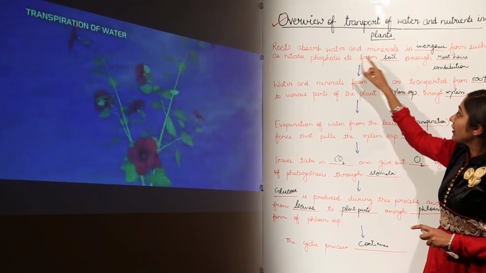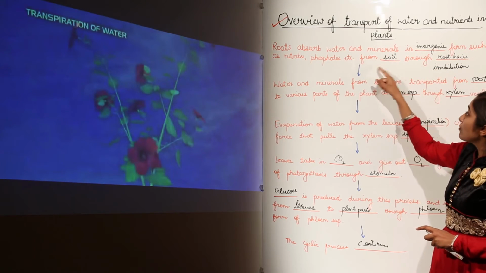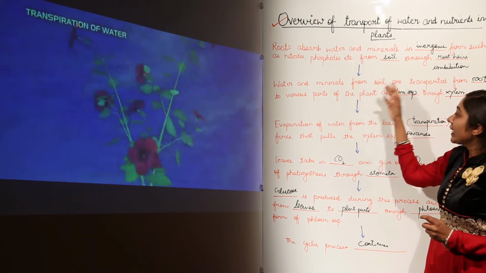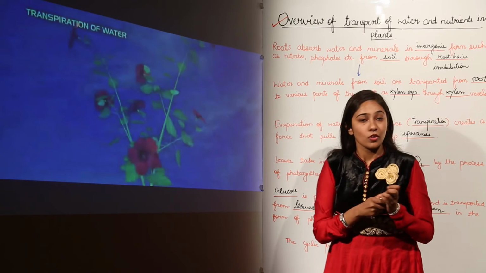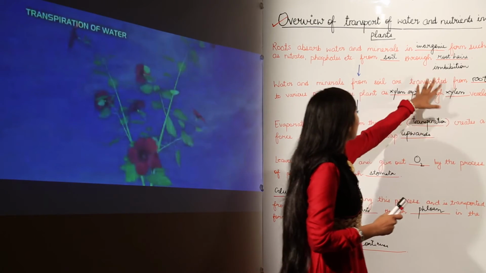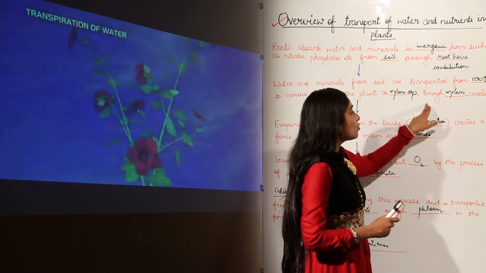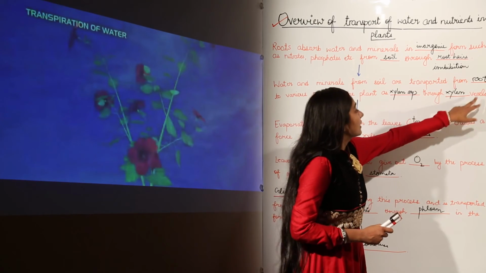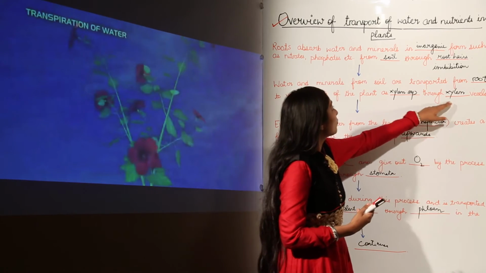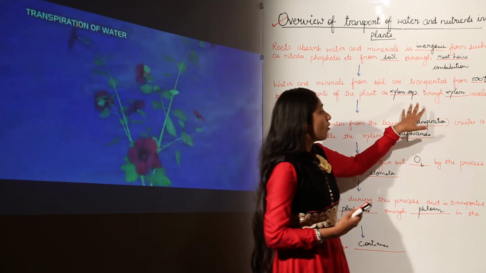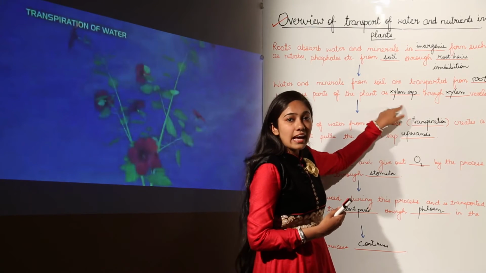Roots absorb water and minerals in inorganic forms such as nitrates, phosphates from soil through root hairs. Next, water and minerals from soil are transported from roots to various parts of the plant as xylem sap through xylem vessels. You know, these xylem, which is a conducting tissue, is going to transport water and minerals in plants in the form of xylem sap.